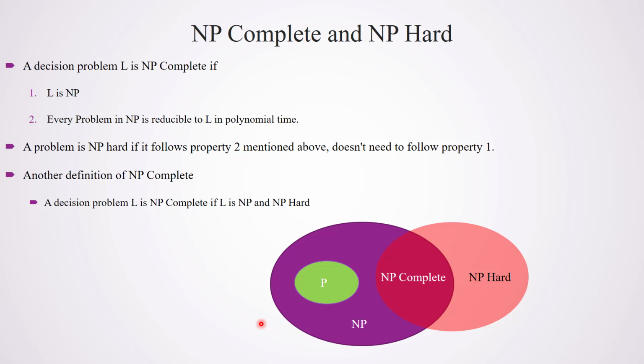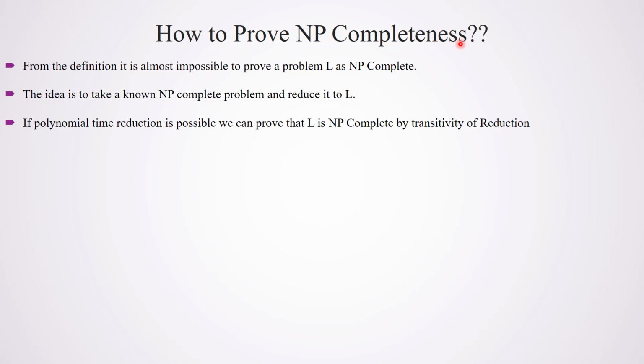This is the Venn chart which shows the relation between P, NP, NP complete and NP hard. Next is how to prove NP completeness. We already studied that NP complete problems must satisfy two conditions: the problem must be in NP, and all NP problems must be polynomial reducible to our given problem. From the definition, it is almost impossible to prove a problem L is NP complete, because we would want to find the polynomial reduction of all other NP problems to the given problem.